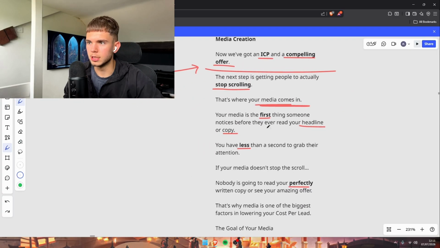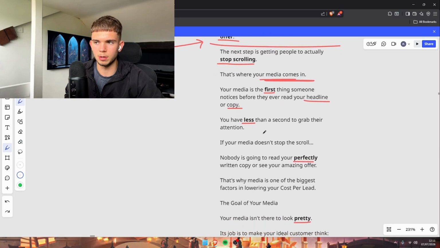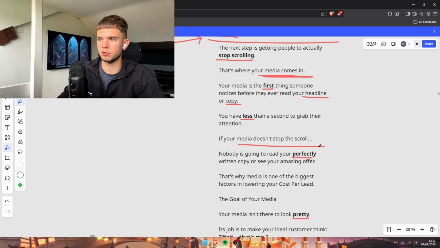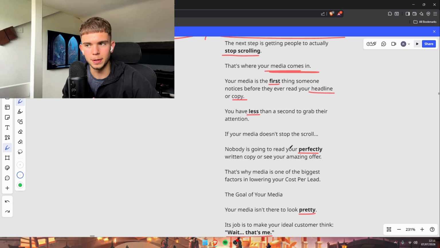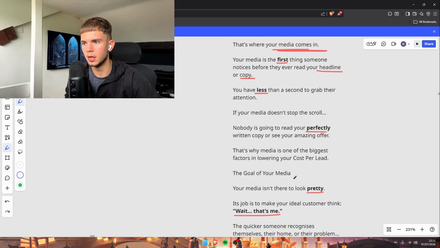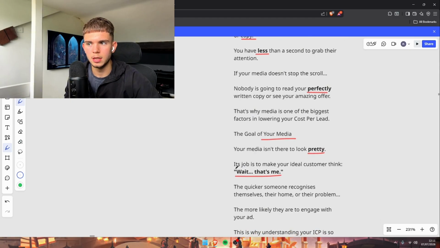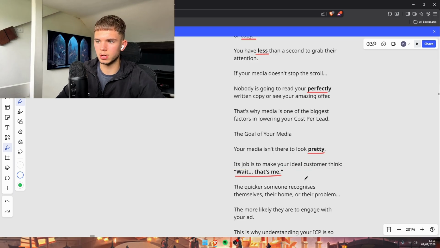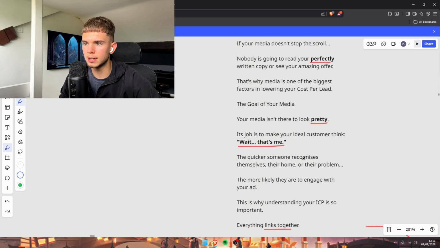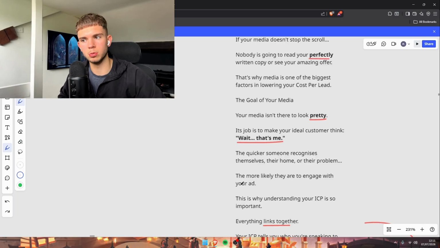Your media is the first thing someone notices before they ever read your headline or copy, so you have less than a second to grab their attention. If your media doesn't stop the scroll, nobody's going to read your perfectly written copy or see your amazing offer. That's why media is one of the biggest factors in lowering your cost per lead. The goal of your media is not to look pretty. Its job is to make your ideal customer think, wait, that's me, okay? The quicker someone recognises themselves, their home, or their problem, the more likely they are to engage with your ad.